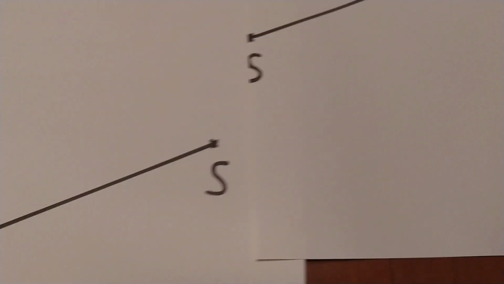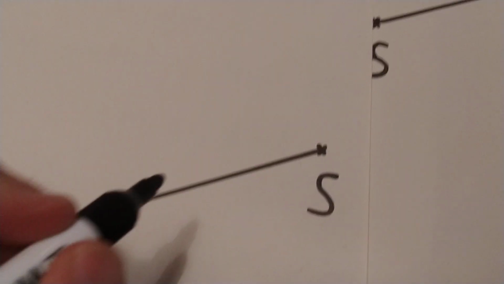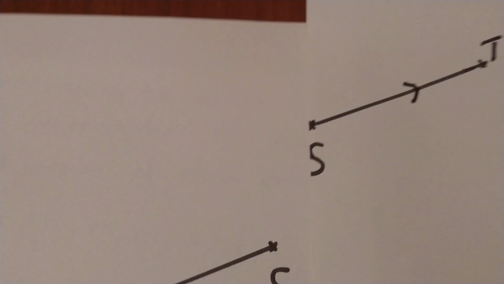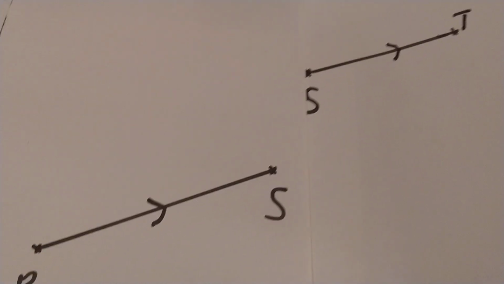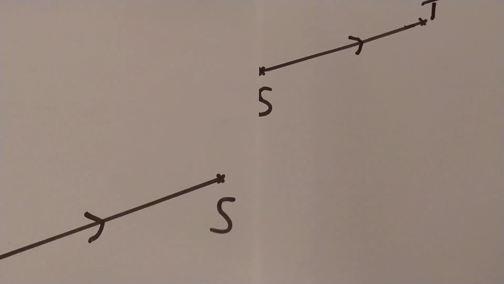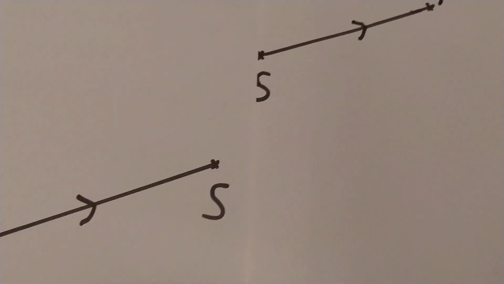Now, if I was to tell you that RS is parallel to ST, in a diagram that would normally be marked with a little arrow here, another one on here. Then how do I know that they're parallel? How can I prove they're parallel? Well, if I work out the gradient of RS and the gradient of ST, if the gradients are the same, they must be parallel.